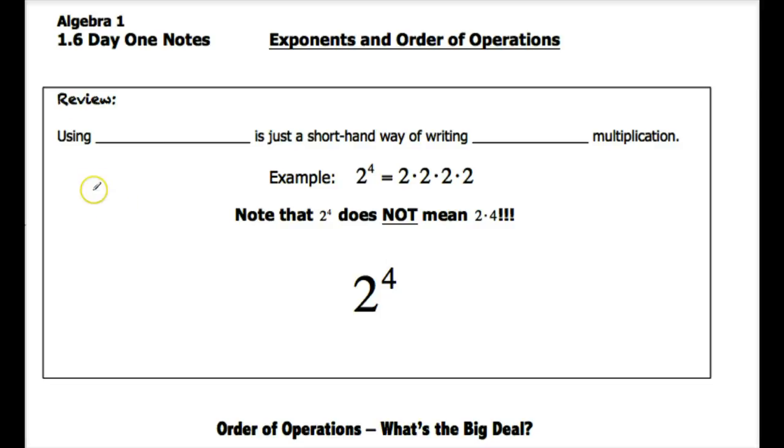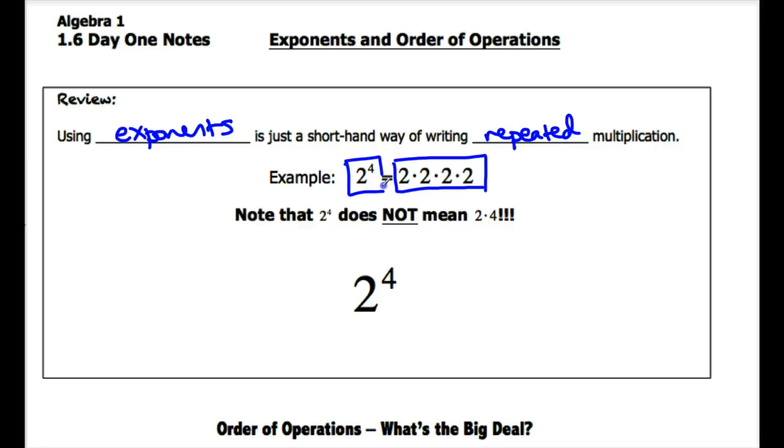Okay. So just to review, using exponents is really just a shorthand way of writing repeated multiplication. That's all an exponent is. It stands for repeated multiplication. And so if you had the multiplication problem 2 times 2 times 2 times 2, okay, 2 times itself 4 times, a shorter way to write that would be using this notation right here, and we say 2 to the 4th, or 2 to the 4th power, is how we read that.